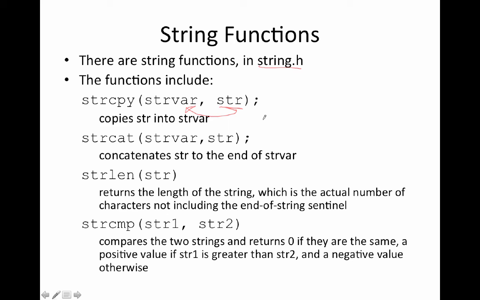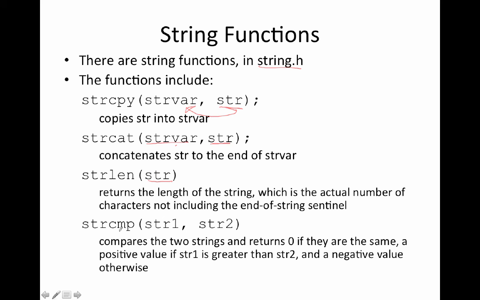The strcat function is the concatenation function that will take whatever you have in this string variable and concatenate this string, whatever that is, to the end of the string variable. The string length function, strlen, will return the length of the string. So that's not the number of elements in that string variable, it's the actual number of characters that are stored in the string, not including the end of string sentinel.